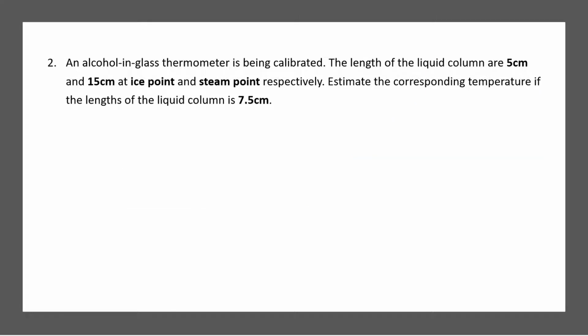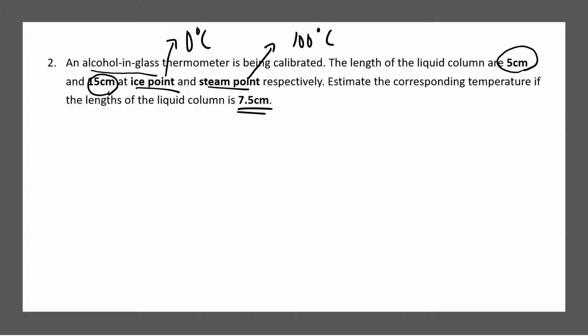Okay, question 2. An alcohol in glass thermometer is being calibrated. The length of the liquid column is 5 cm and 15 cm at the ice point and steam point respectively. Ice point, what does it mean? 0 degrees. Steam point means 100 degrees. So you have to find the temperature at 7.5 cm.